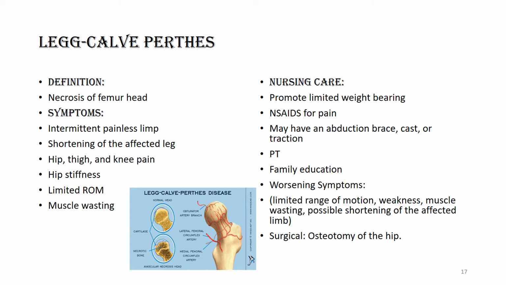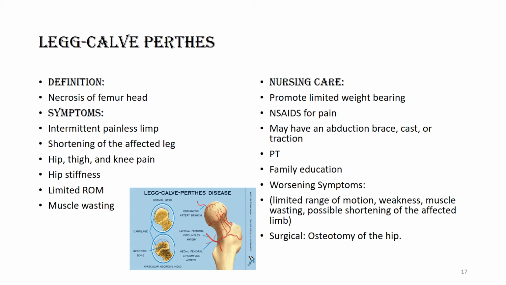They have shortening of that leg, and eventually the painless limp turns into hip, thigh, and knee pain. And it worsens when they're moving around, and rest will relieve the pain. The child will complain of hip stiffness. They will have a limited range of motion, and if it goes on too long, they'll begin to see muscle wasting. So nursing care for a child with Legg-Calvé-Perthes disease is we promote limited weight bearing.